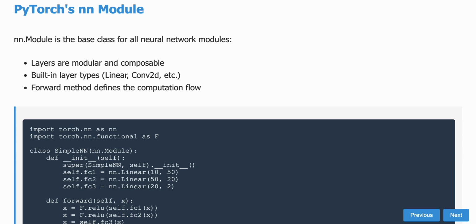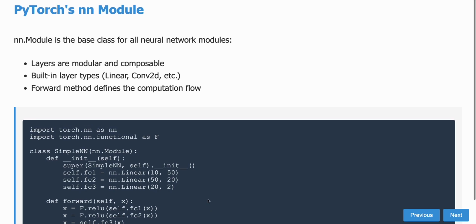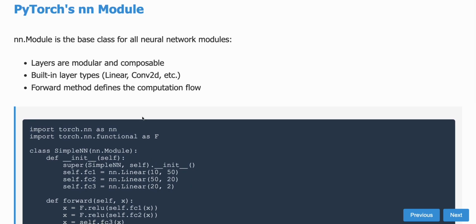So next, we're going to talk about how to build neural networks. Basically, we're going to use PyTorch's nn module. nn stands for neural networks. Now that we understand tensors and automatic differentiation, we need to see how PyTorch helps us build neural networks using the nn module.